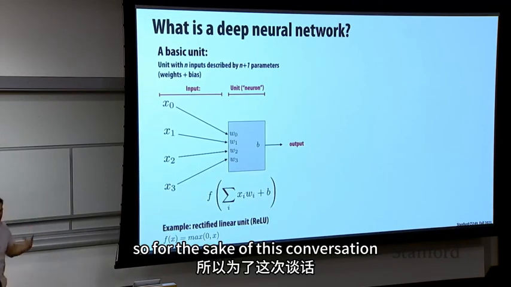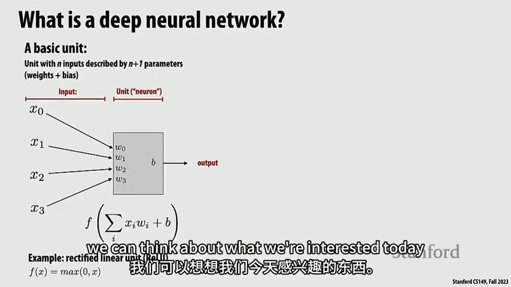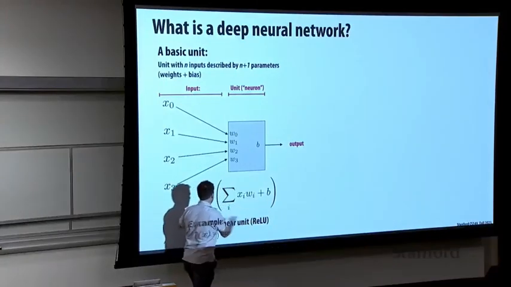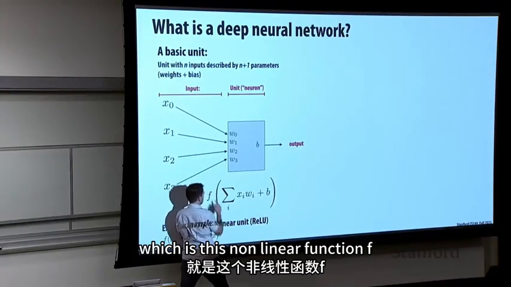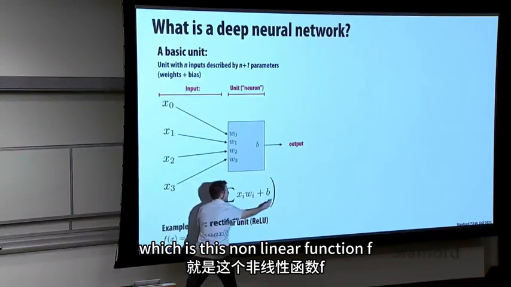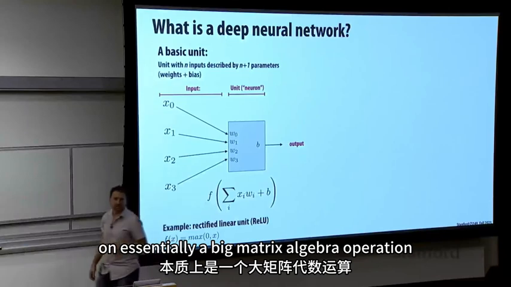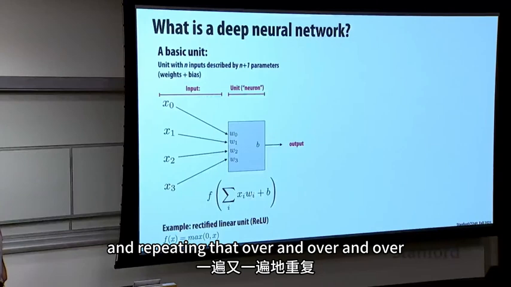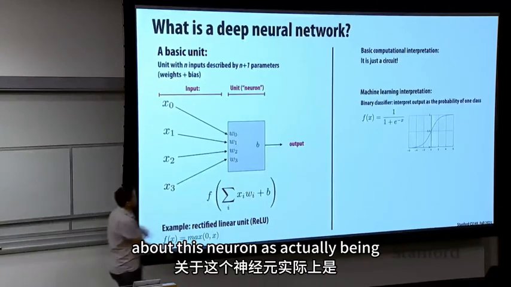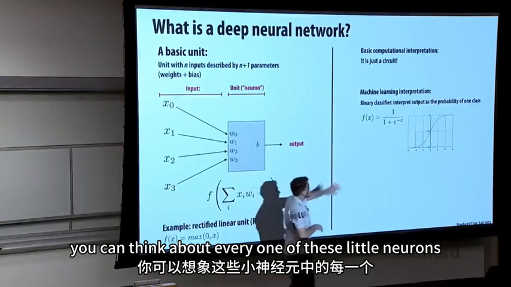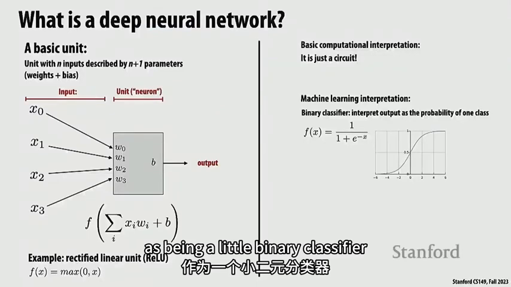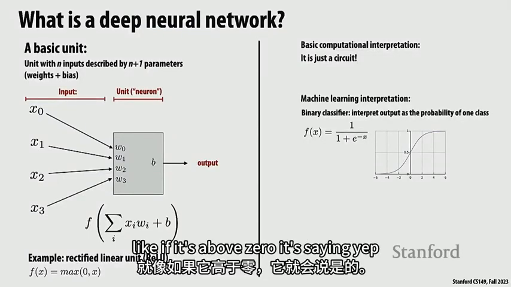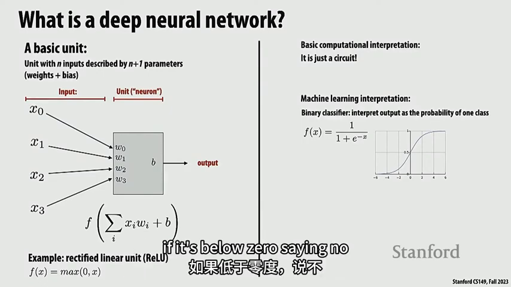For the sake of this conversation, what we're interested in today is taking this overall computation, which is this nonlinear function f applied on a big matrix algebra operation, in this case a dot product, and repeating that over and over and over. You can think of every one of these little neurons as a little binary classifier, if you want a machine learning interpretation. If it's above 0, it's saying yep. If it's below 0, it's saying no.